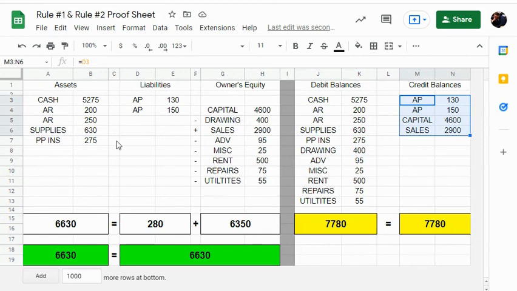Rule number 2 of accounting works. Prove that my assets equals my liability and my owner's claim to the business, which went up because of sales, went down because of drawing and advertising. Now I prove Rule 1 of accounting. And I move on with my second practice 2-5 mastery problem.